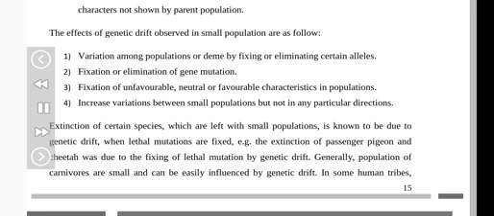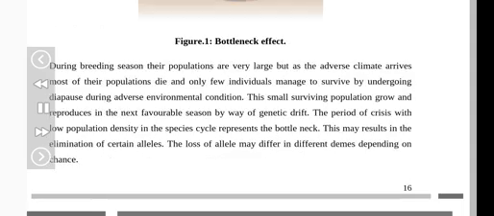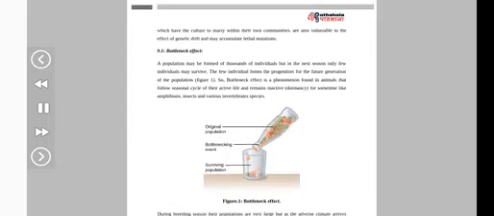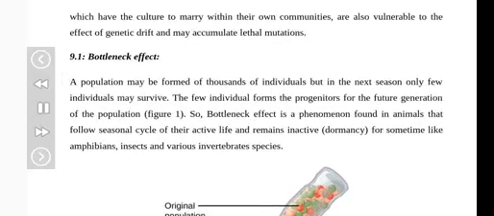Extinction of certain species, which are left with small populations, is known to be due to genetic drift, when lethal mutations are fixed, e.g. the extinction of the passenger pigeon and cheetah was due to the fixing of lethal mutations by genetic drift. Generally, populations of carnivores are small and can be easily influenced by genetic drift. Some human tribes, which have the culture to marry within their own communities, are also vulnerable to the effect of genetic drift and may accumulate lethal mutations.